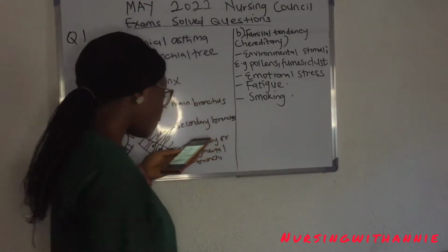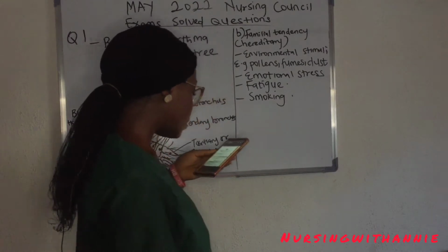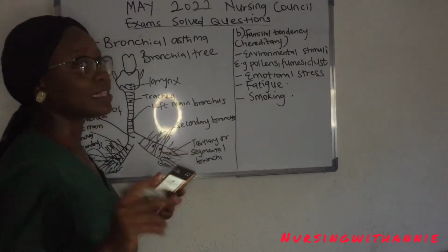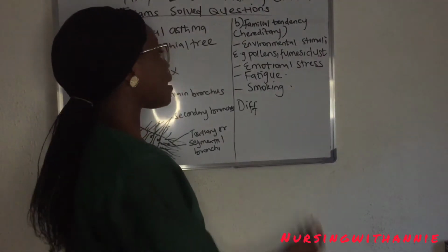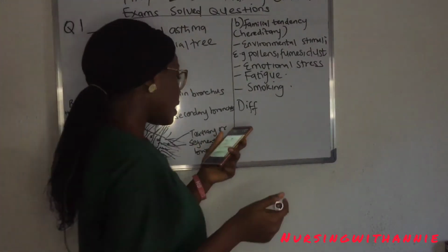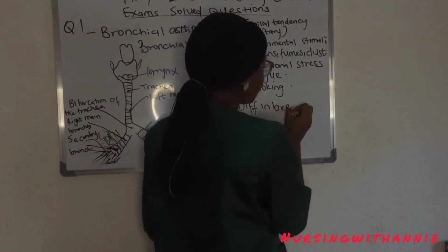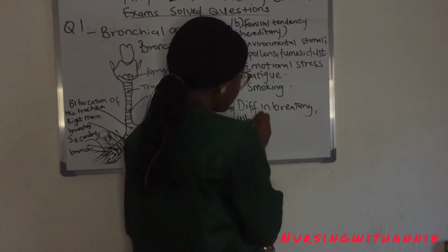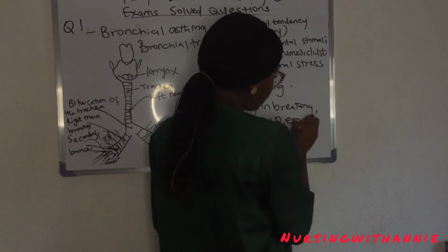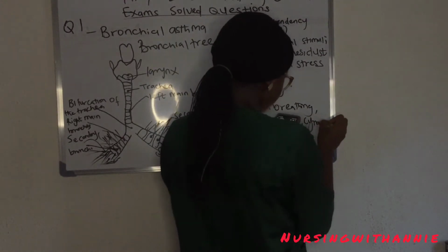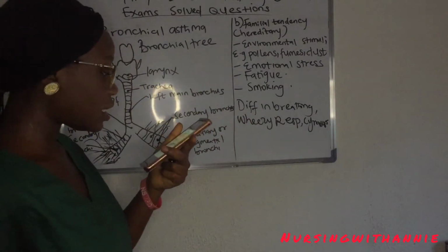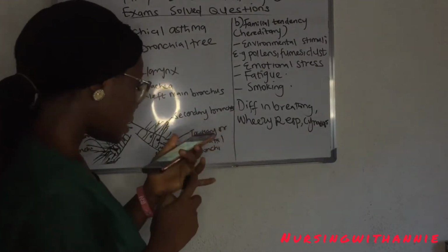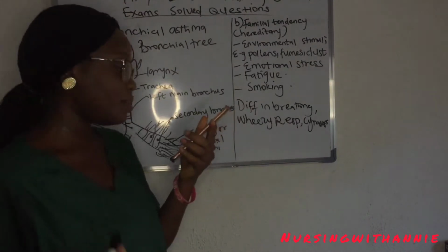Akoni, a 25-year-old mother of 1, is admitted into the female medical ward with the history of difficulty in breathing. So we'll be writing out the history, that is the signs and symptoms. It will help us. Difficulty in breathing, wheezy respiration, and cyanosis. Yeah, so these were the symptoms Mrs. Akoni presented. After thorough assessment, a diagnosis of bronchial asthma was made. Now, number 1 says, with the aid of a well-labeled diagram, describe the bronchial tree.